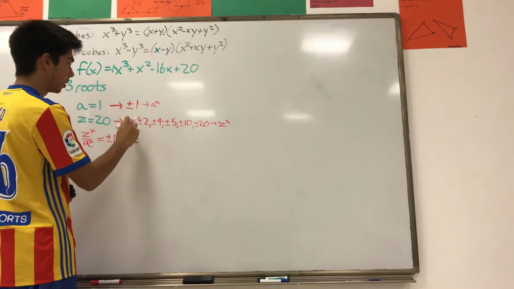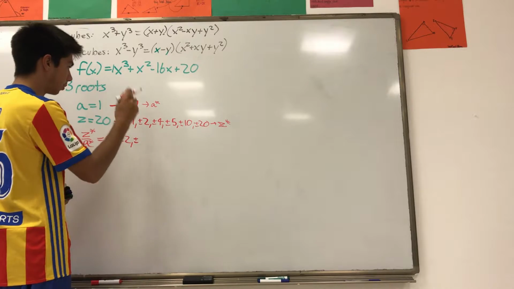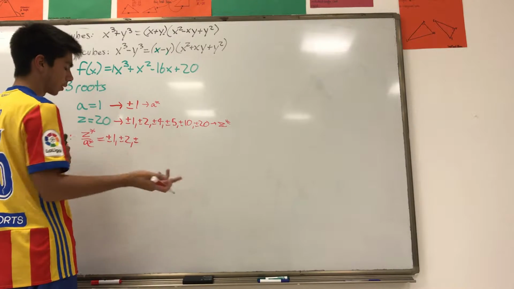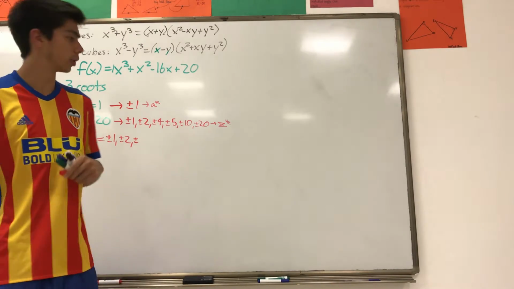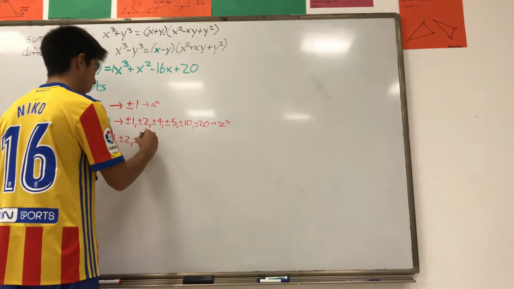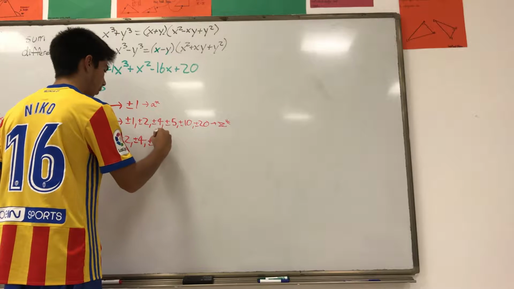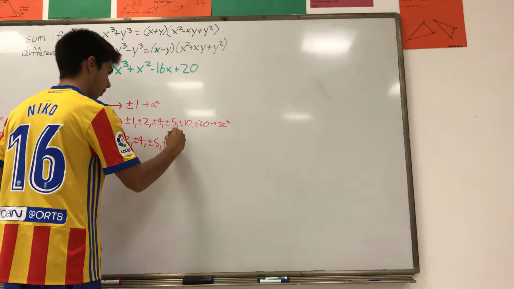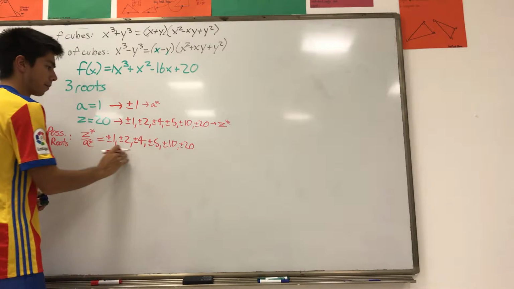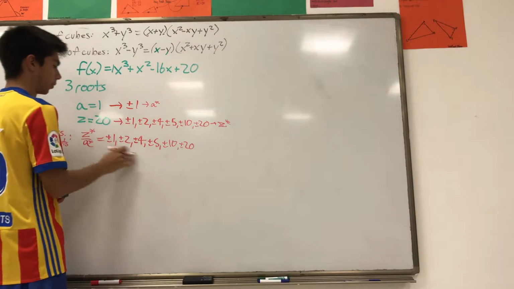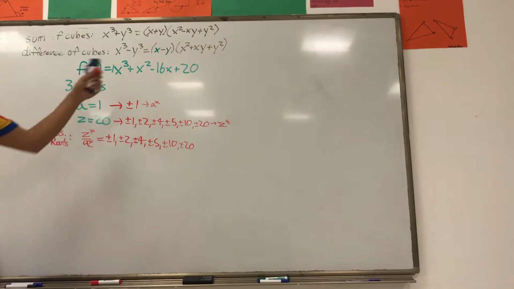Now if this was a 2, I would have plus minus 1 over 2, plus minus 2 over 2, which is just 1, and you would do it that way. So all possible combinations. I won't give you a huge list for the exam because I know it's a pain. But for this one, we'll do this list and figure it out. Plus minus 10, plus minus 20. So these are my possible rational roots to this equation.